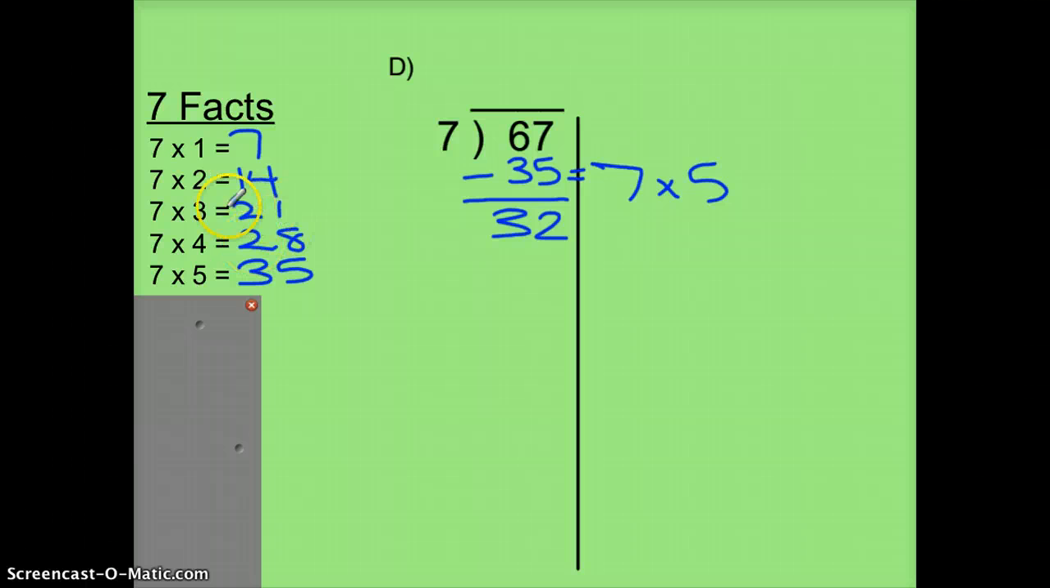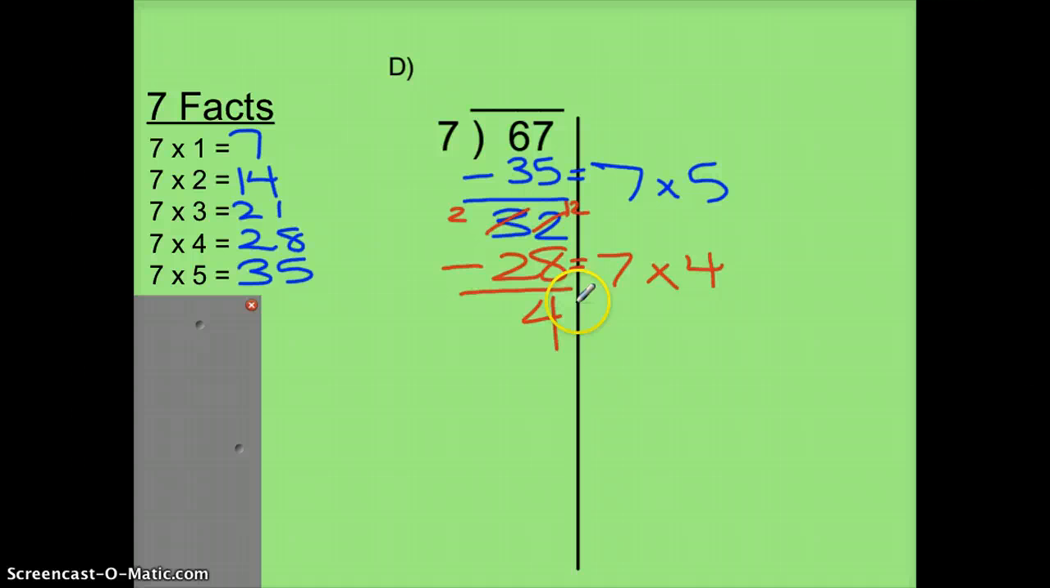I'm going to look at my products, and we'll go right here. 7 times 4 equals 28. I'm taking 4 groups of 7, which is 28, away from 32. 2 minus 8, I'm going to have to regroup for that, so this will become 2 10s, and this 2 1s becomes 12 ones. 12 1s minus 8 1s is 4 1s, and 2 minus 2 is 0.